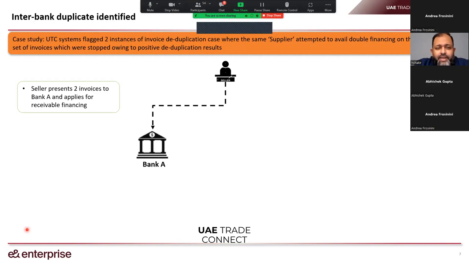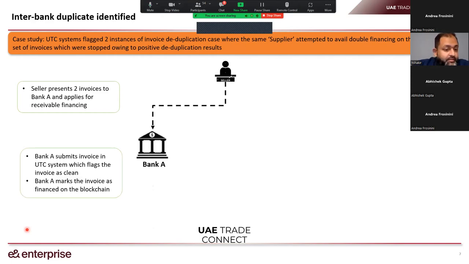So a seller, which was a manpower company servicing large entities, government, semi-government level entities, had a pack of two invoices, and they approached their bank A, the ones they banked with, and said, we are looking for some receivable financing on this. So the bank said, okay, great, let us do the due diligence on you.